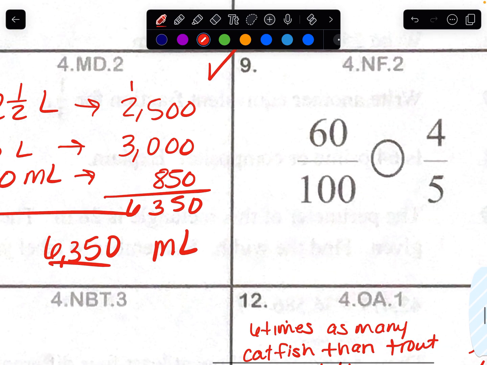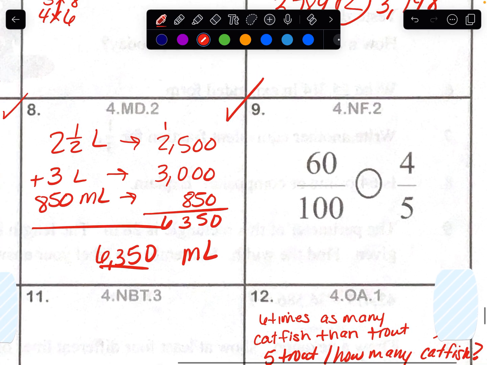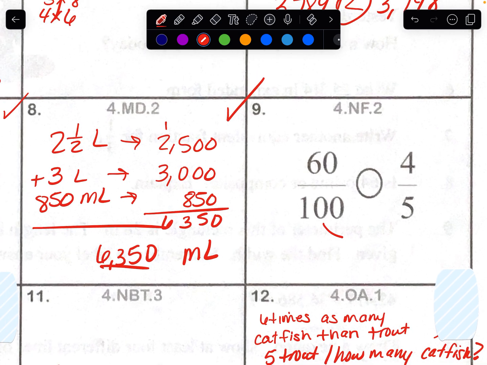All right, number 9. You need to look for a connection here. This is a really good connection. You can set this equal to a denominator of 100, and this would be times 20 for this to be 80, and 80 hundredths is greater than 60 hundredths.